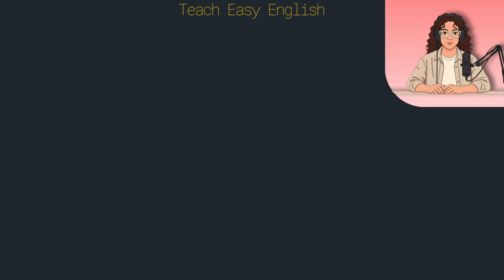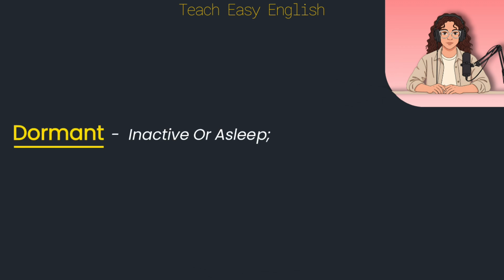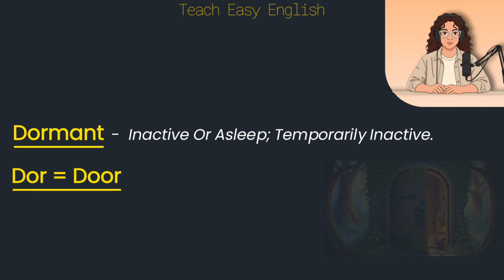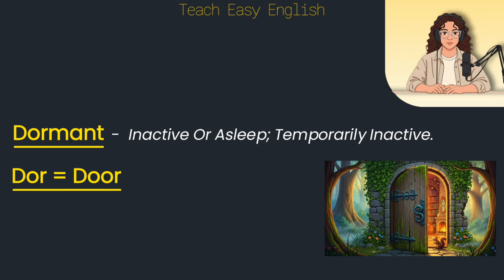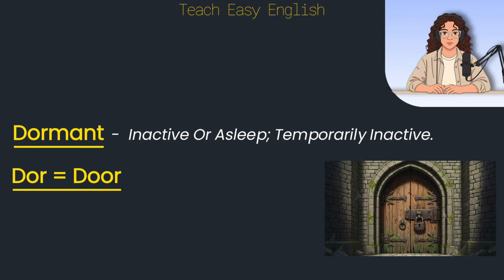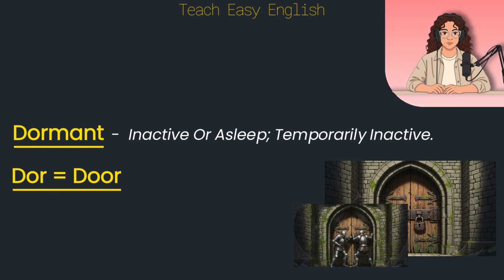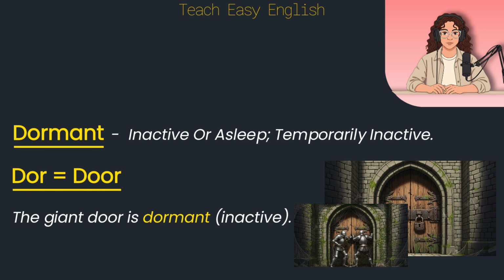Imagine we need to learn the word dormant, which means inactive or asleep, temporarily inactive. For the first part, we can use the sound-alike door. For the rest of the word, we can use the visual of the door being closed and quiet. So we can picture a very large, heavy wooden door on a giant castle. This door has been closed for 100 years and is just sitting there, not moving or opening. The giant door is dormant, inactive.